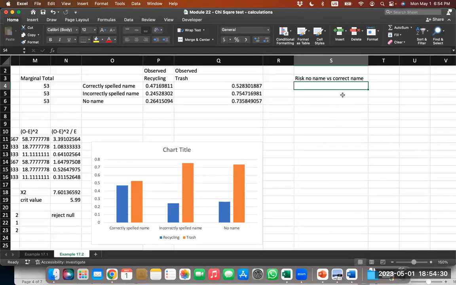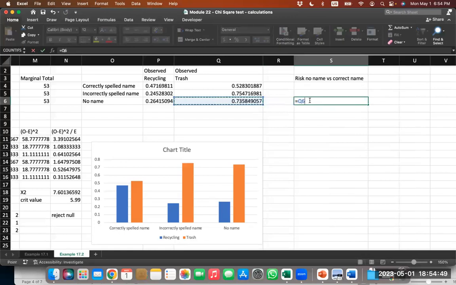So let's assume this as the adverse outcome that we do not want to happen. The desired outcome is recycling. So we're taking this as a risk that this cup ends up in the trash. That risk here is 74%. So this essentially can be quantified as 74% divided by the risk of that cup ending up in the trash when it has a correctly spelled name. And that risk ratio is then 1.39.